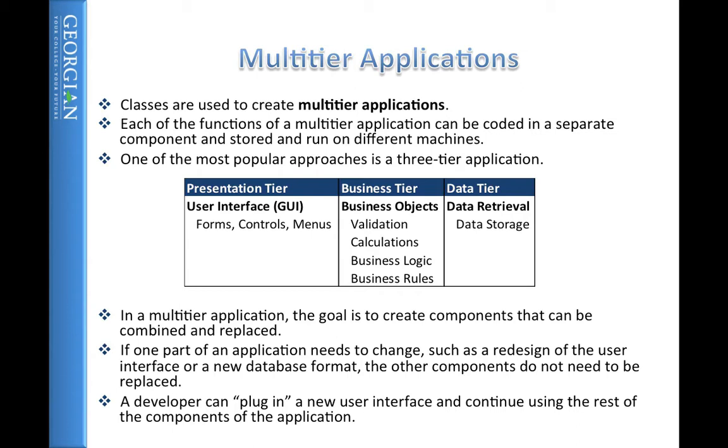So in a multi-tier application, the whole idea is to create these components that can be combined and replaced. So an example would be, I have 3 students working on a project. One of them can work on the presentation tier, the GUI, right? Another one can work on the business logic behind it, the validation, all that stuff that affects the rules behind the GUI.